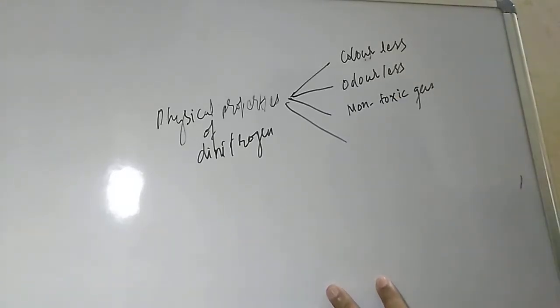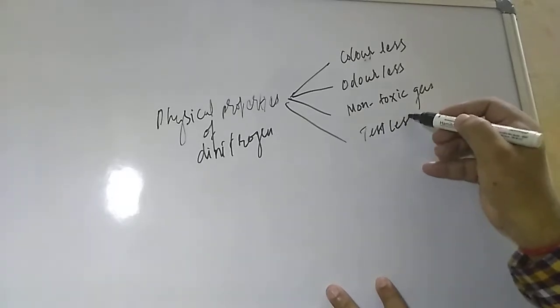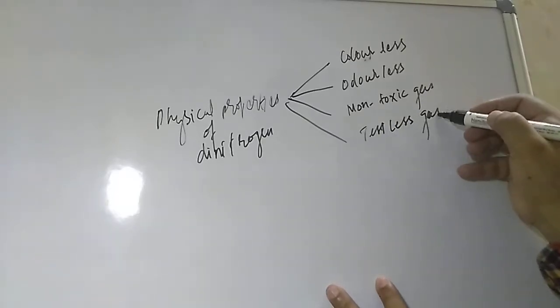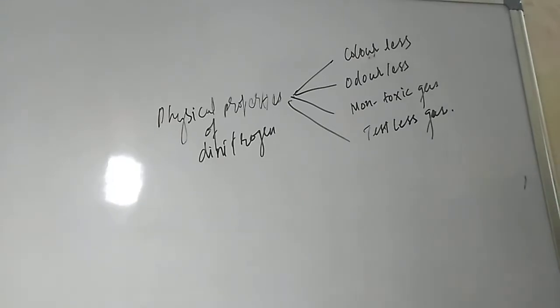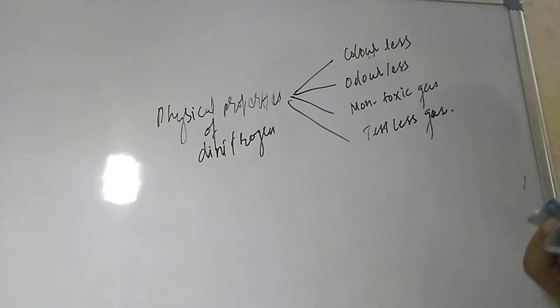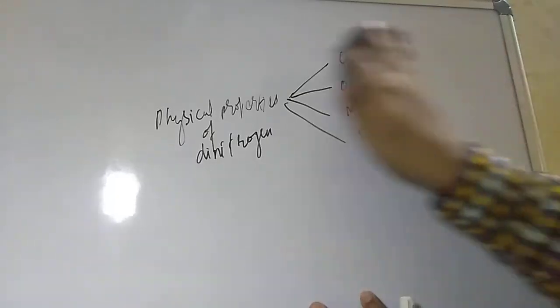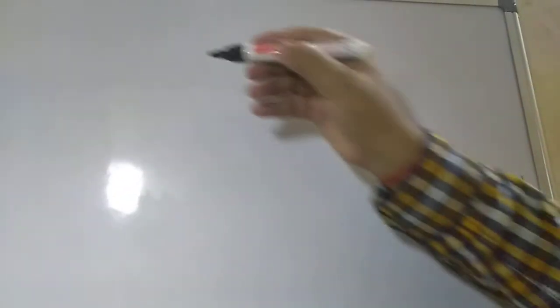And finally, this is also a tasteless gas. So these are the physical properties: this gas is colorless, odorless, tasteless, and non-toxic also. That is why its application is large, because it is a non-toxic gas. That is why its application is so much in our day-to-day life. Now let us read out some important chemical properties.